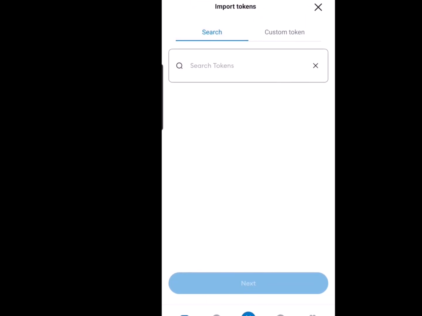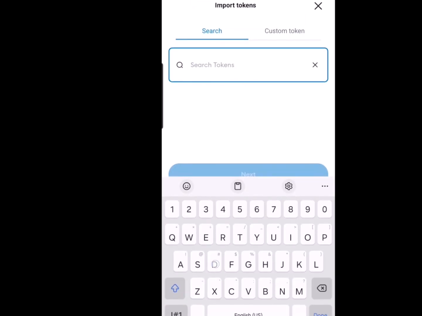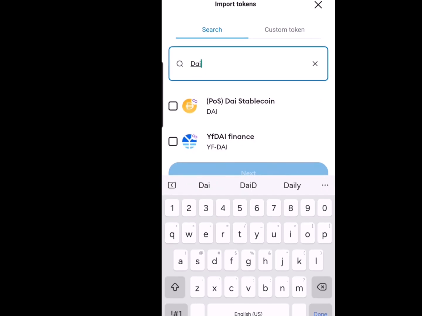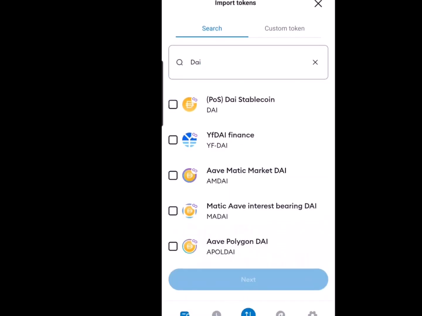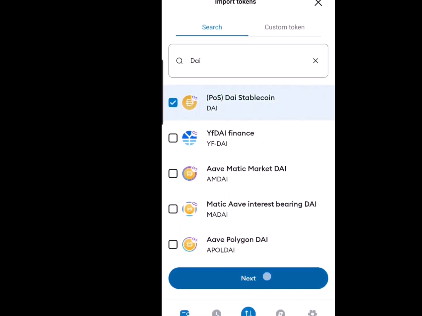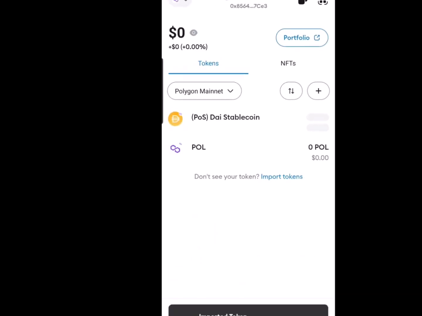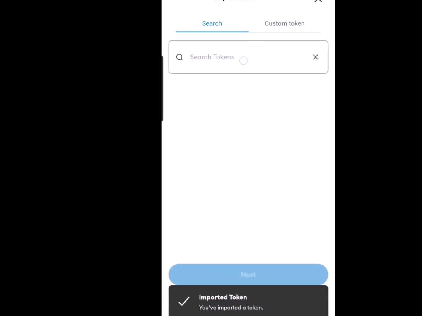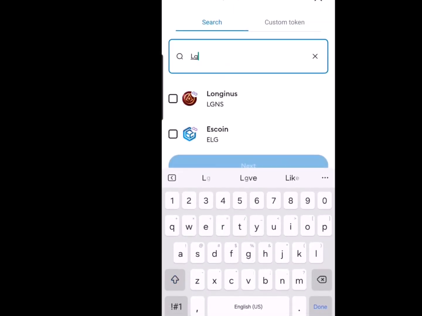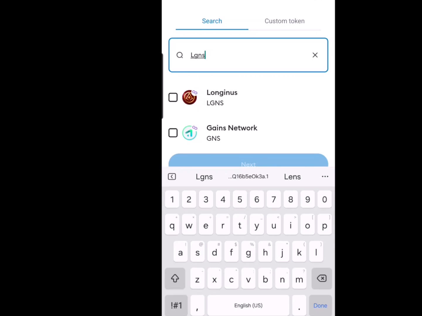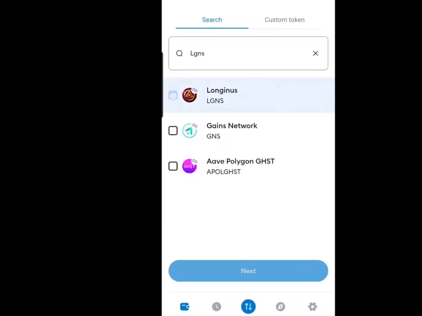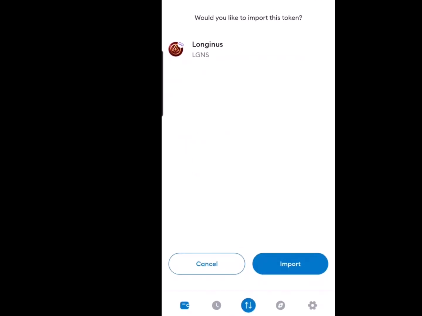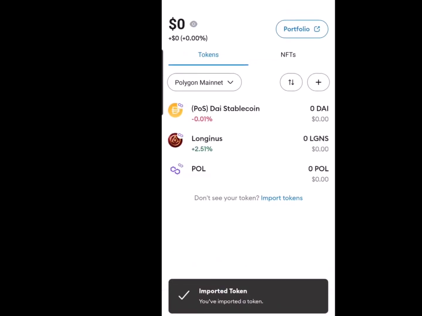Under search, we're going to type in DAI. So we're going to have the DAI stablecoin, and we're going to import that. Now we're going to add our LGNS. You can see that's here. And we're going to import that.